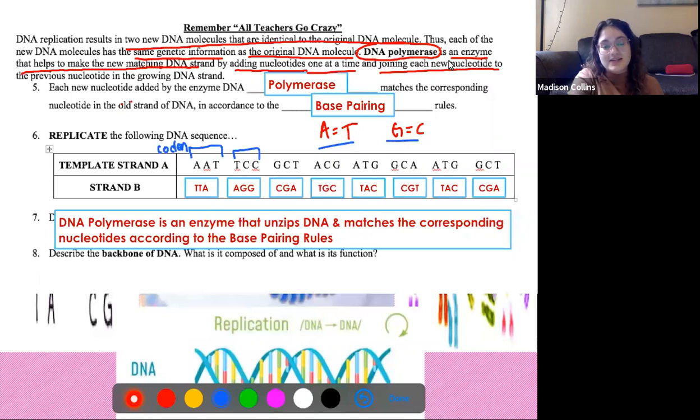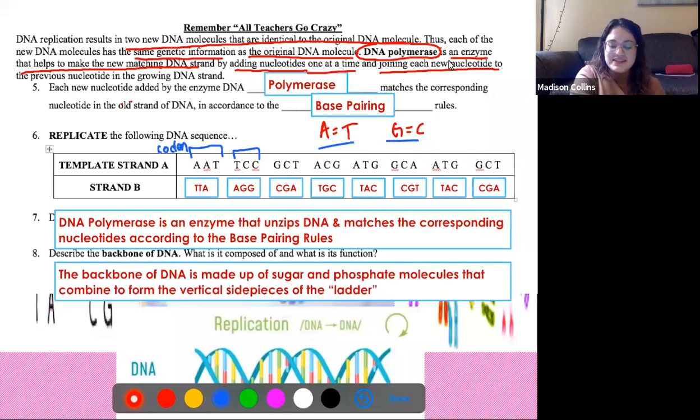And now number 8, describe the backbone of DNA. What is it composed of and what is its function? So think back to the very first thing we talked about today. We looked at the 3 different parts of the nucleotide. 2 of those parts make up the backbone or the side pieces of DNA. What were they? Well, the backbone of DNA is made up of sugar and phosphate molecules.